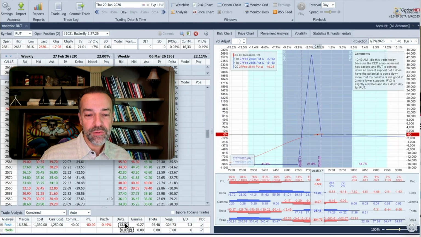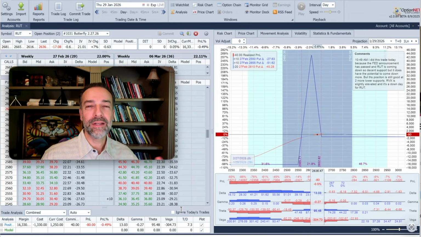Since it was a positive delta trade as you see here and the Russell was coming down, it was a nice time to enter this. The market's going lower, I'm trying to enter a positive delta position. I would get a better feel for that than if the market was coming down and I was trying to enter a negative delta position. But I don't want to get too complicated with you.